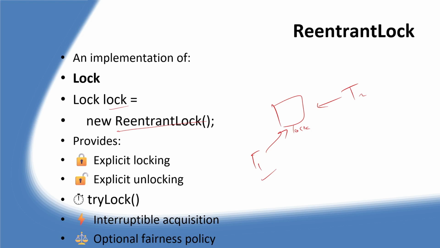So it cannot enter the protected critical section until the lock becomes available. Once it becomes available, then only it will have the rights to acquire the lock. But unlike synchronized, we explicitly control when we acquire and release the lock. That gives us more flexibility, but it also gives us more responsibility to manage lock and unlock.